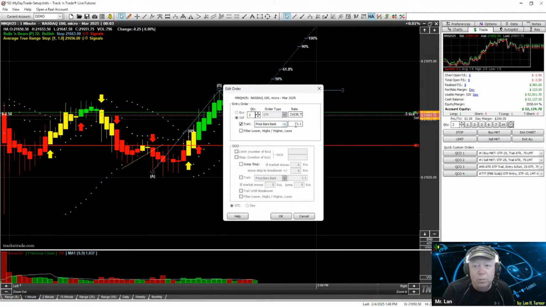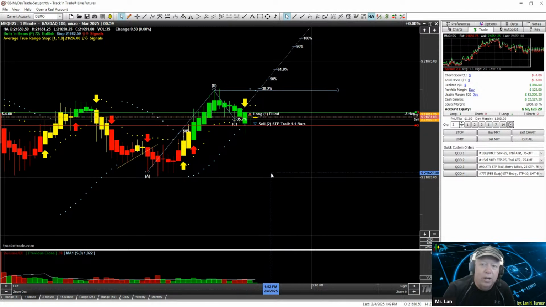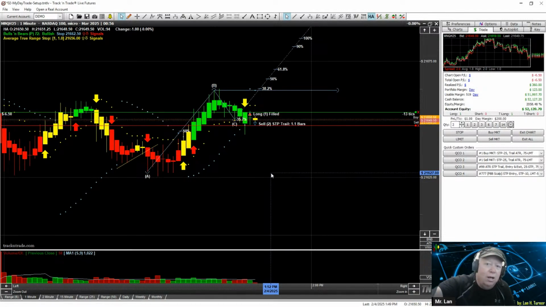So we go price bars back 1.1, quantity 2, hit OK. Now it would reverse our position, right? Because we'd sell 2 on our long position. So if it doesn't go up, it's going to stop us out.